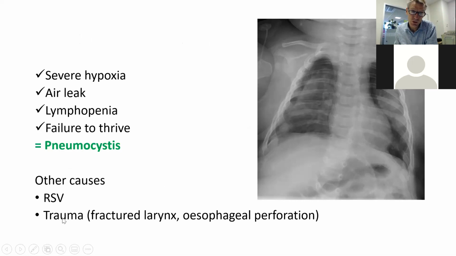There are some other causes of air leak, like RSV infection. You can get air leak like with pneumocystis with RSV, or some trauma. And I've seen both of those recently, but think when you see this combination, hypoxia, air leak, lymphopenia, and failure to thrive, then think of pneumocystis.